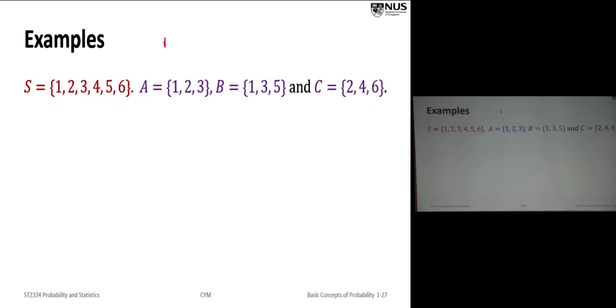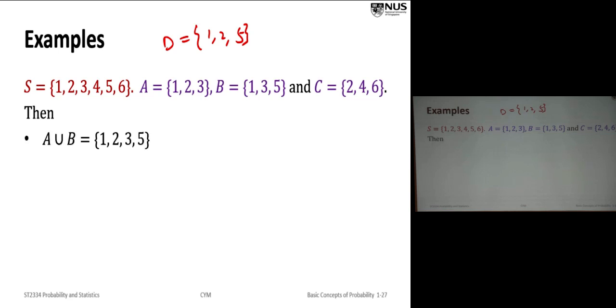How about this event? If I have a D, let me know if you can describe this event in simple terms. My point is that sometimes an event can be described by words, but sometimes it may not. You may not be able to describe it easily. So, 1, 2, 5.